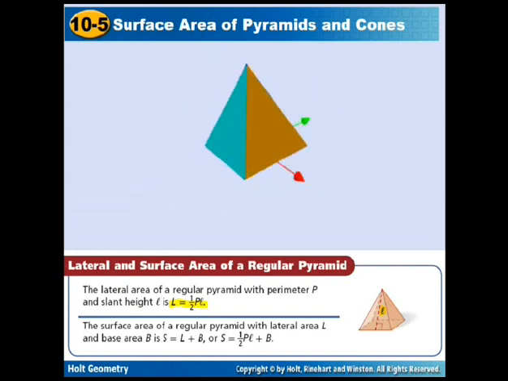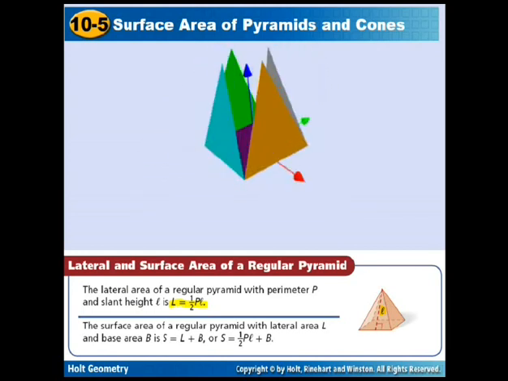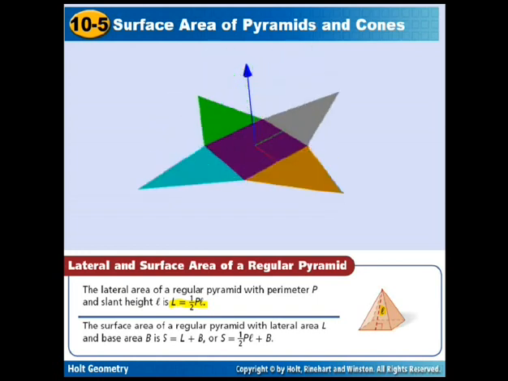From where is the half? Since the faces are all triangles, not rectangles. If you remember, the area of the triangle is half times base times height, base length times the height, and this is the slant height that we are talking about.